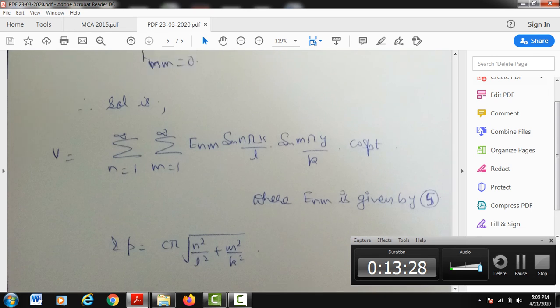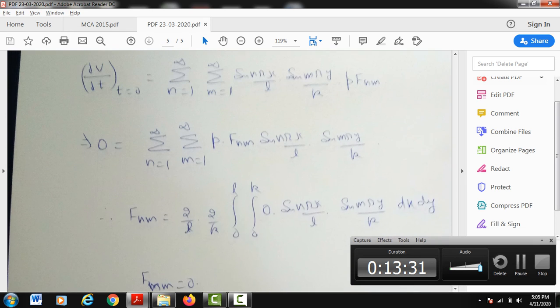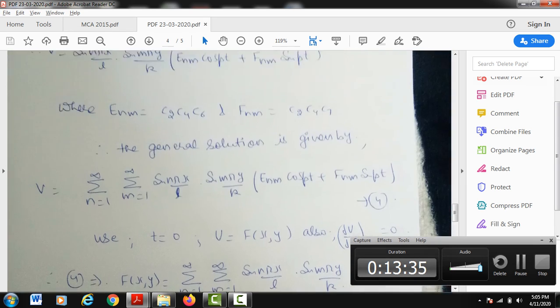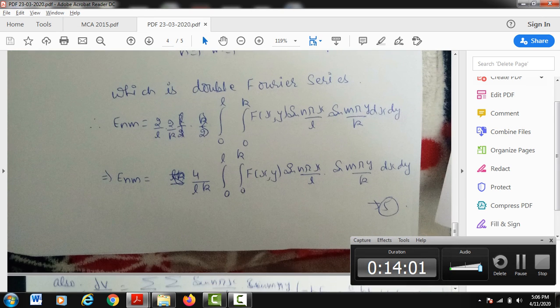So students, the final solution is given by, you can see f n m is coming to be 0. Keep remembering this result also. The things which you have to keep in mind: the solution is given by equation number 4 for the two-dimensional wave equation. That is sigma n varies from 1 to infinity, sigma m varies from 1 to infinity, sin n pi x over L, sin m pi y over k, E n m cos pt plus f n m sin pt, where f n m is always coming to you 0. And what is E n m? E n m is given by this formula, by equation number 5.